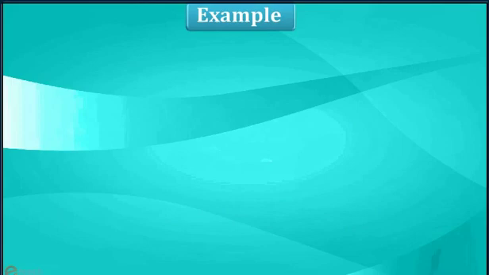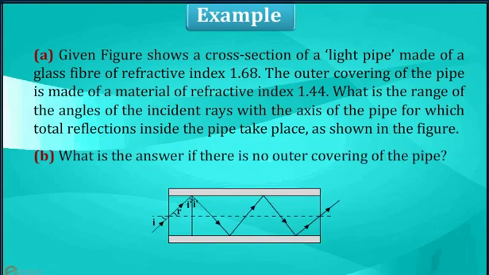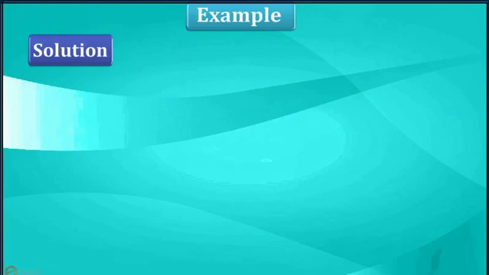Let us have an example over total internal reflection. First part, given figure shows a cross section of light pipe made of a glass fiber of refractive index 1.68. The outer covering of the pipe is made of a material of refractive index 1.44. What is the range of the angles of the incident rays with the axis of the pipe for which total reflections inside the pipe take place as shown in the figure? Second part, what is the answer if there is no outer covering of the pipe? Let us have the solution.